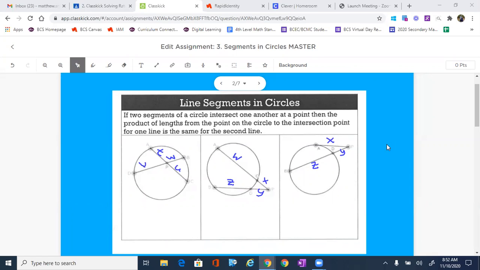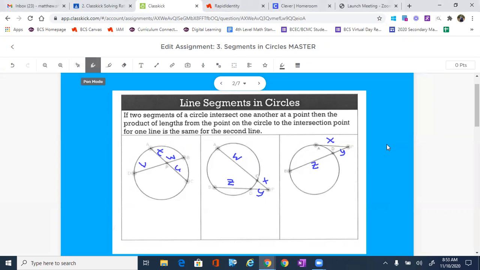If two segments of a circle intersect one another, so we have two segments that are going to intersect one another at a point, then the product of the lengths from the point on the circle to the intersection point for one line is the same as the second line. Okay, so let's break that down just a little bit here.